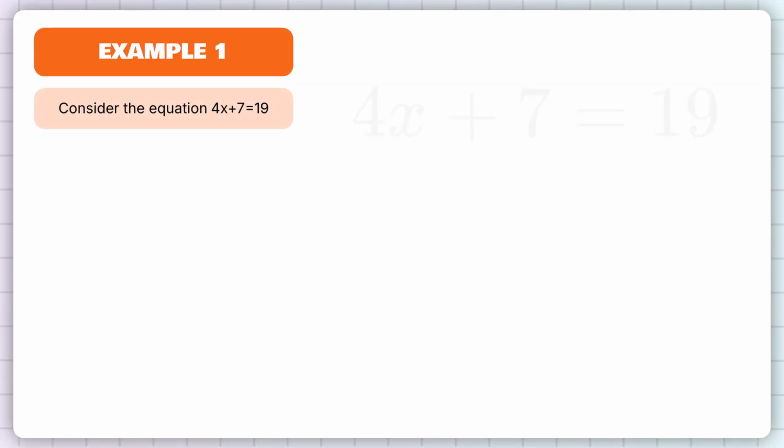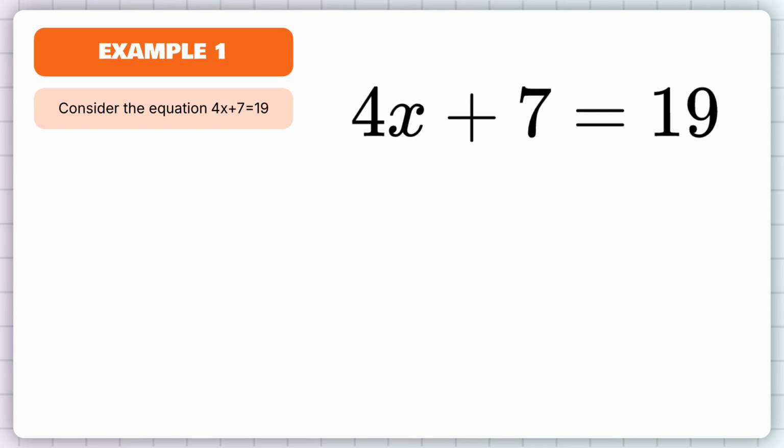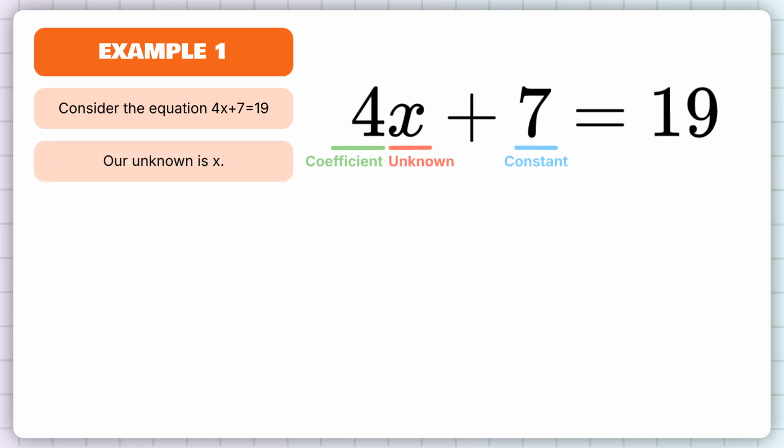Consider the equation 4x plus 7 equals 19. Identify the components and then solve. In this equation, x is the variable because it can take different values. The number 7 is a constant because it does not change. The number 4 in front of x is the coefficient because it multiplies the variable x. The unknown here is x as it is the value we need to find.